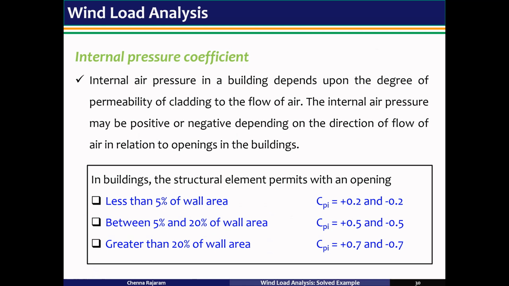If the buildings, the structural elements, permit an opening: if the opening is less than 5% of the wall area, then the internal pressure coefficient is taken as plus or minus 0.2. If the opening is in between 5% to 20% of the wall area, then the internal pressure coefficient is taken as plus or minus 0.5. If the opening is greater than 20% of the wall area, then the internal pressure coefficient is taken as plus or minus 0.7.